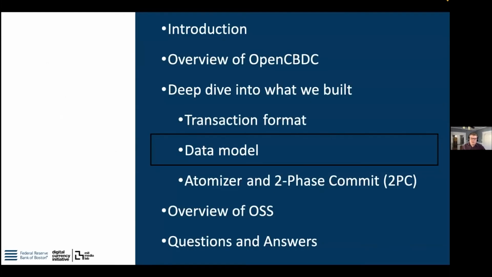Before I move on to discussing the data model and how that transaction format is actually implemented and stored in the system, I'll take a pause for questions if there are any. James, we do have one question from the audience.